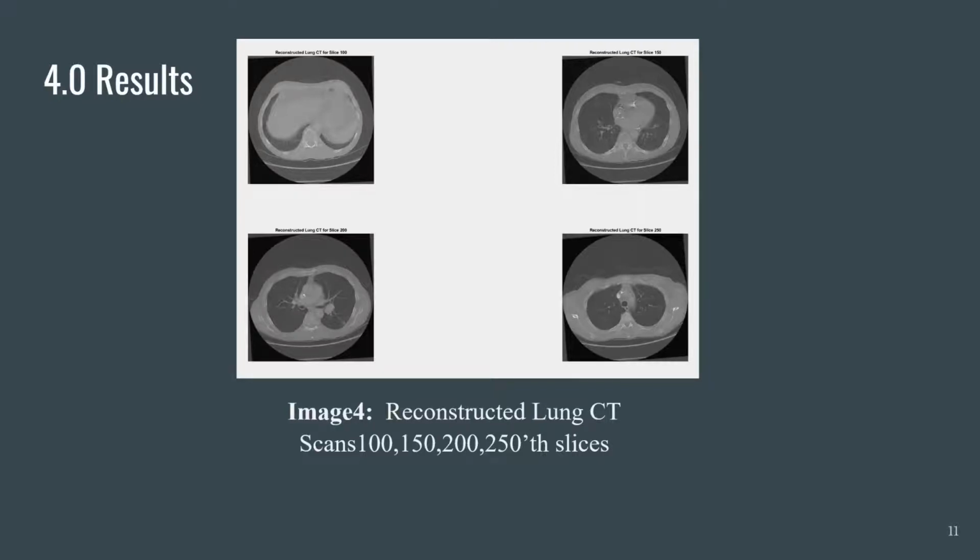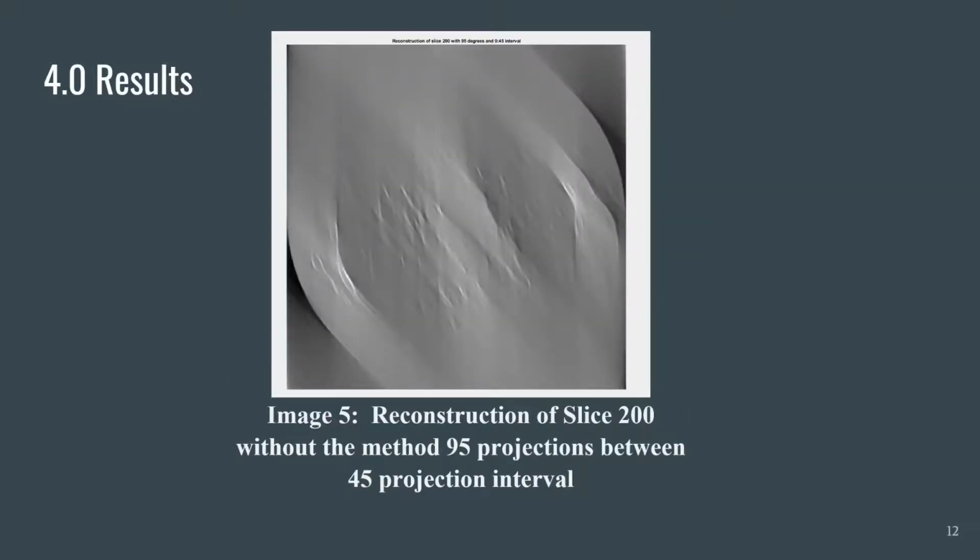As you can see, in image 2 and image 4, the reconstruction was really accurate, and this can be better understood by seeing the next slide. Here we can see the reconstruction of slice 200 without the method I have developed, with 95 projections between 0 and 45 projection interval.